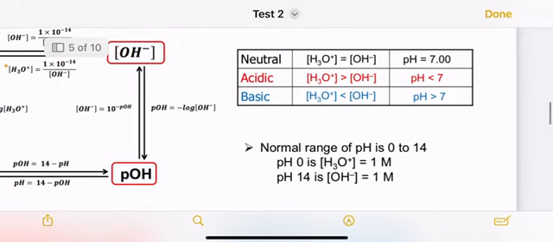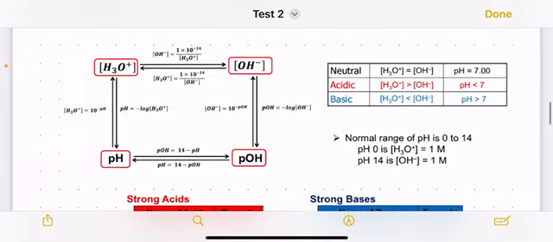For pH, in a neutral compound, the hydronium and hydroxide concentrations are equal, meaning that pH is 7. In an acidic compound, the H3O+ or hydronium concentration is greater than the hydroxide concentration. This is because the acid gives hydrogen ions to the water and creates more hydronium, and the pH is less than 7. For basic solutions, the hydronium concentration is less than the hydroxide concentration, and pH is greater than 7.